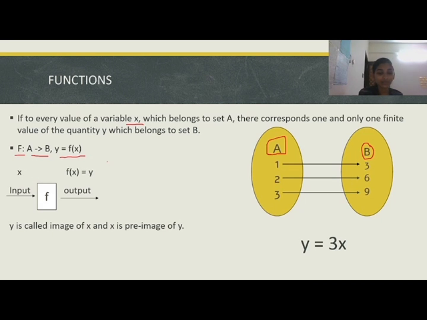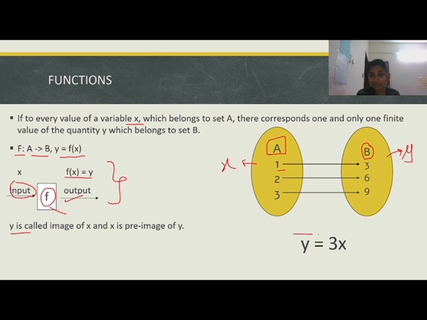Let's see how we represent it pictorially. x is the input which I'm putting in a function f, and I get my output as f of x is equal to y. You can consider f as nothing but a machine. You're putting some input in it and then you get your output, right? This is my set Y and this is my X. So y is called the image of x, whereas x is called the pre-image of y. Do keep this in mind.